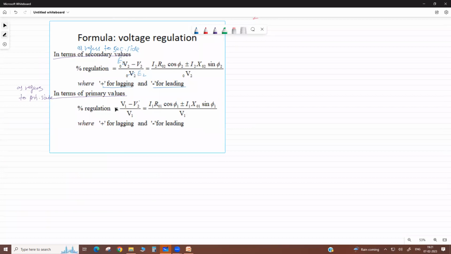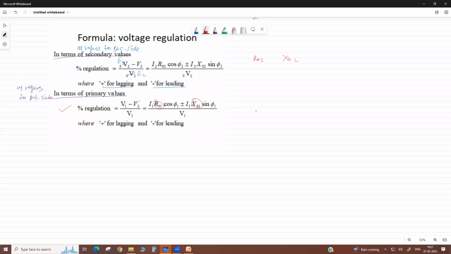Here same, as referred to the primary side means you take primary side factors like I1 R01 cos phi 1, I1 X01 sin phi 1, but I2 R02 cos phi 2 plus I2 X02. Got it? So in the question we use that because we know R01 and X01. If we know R02 and X02, then we use this. Always remember this.